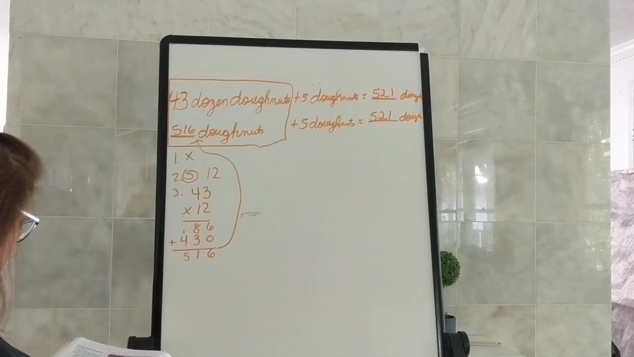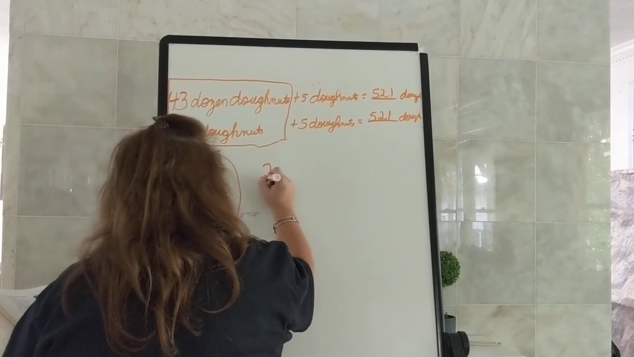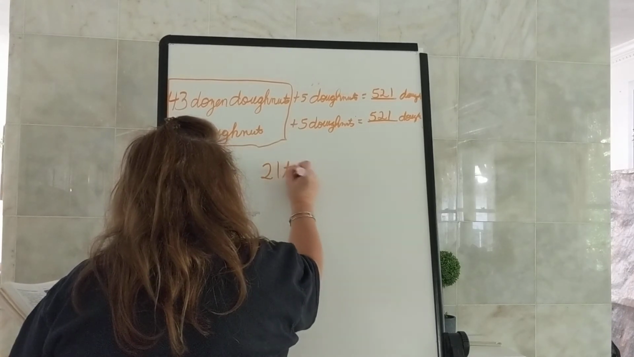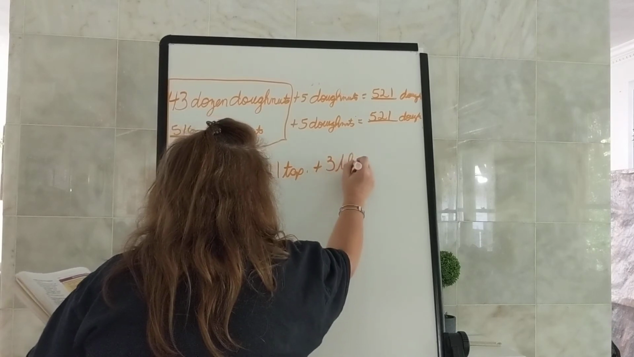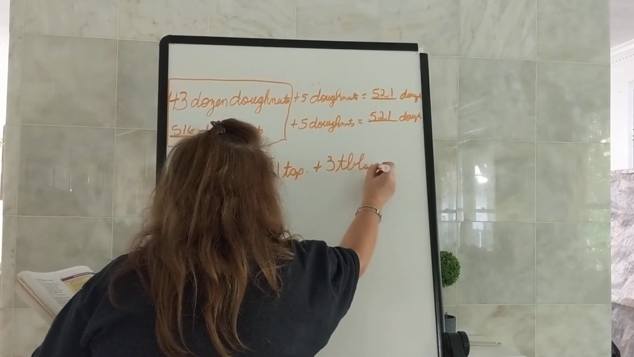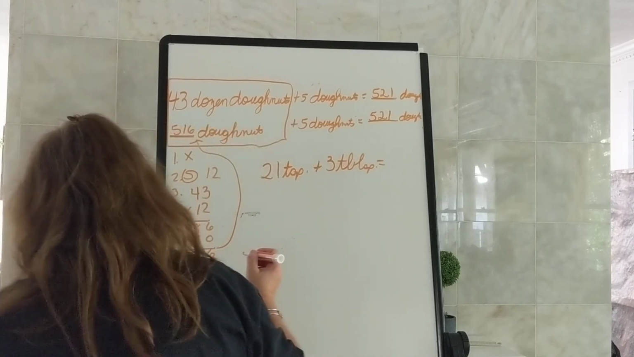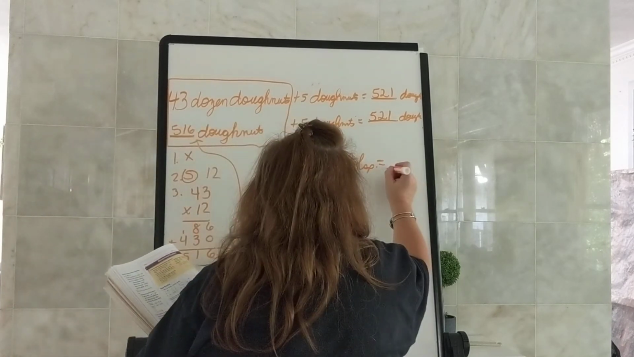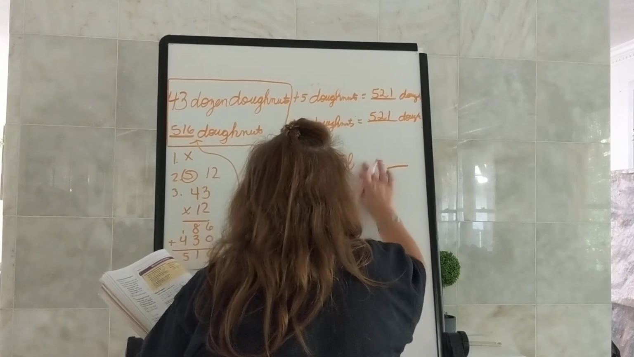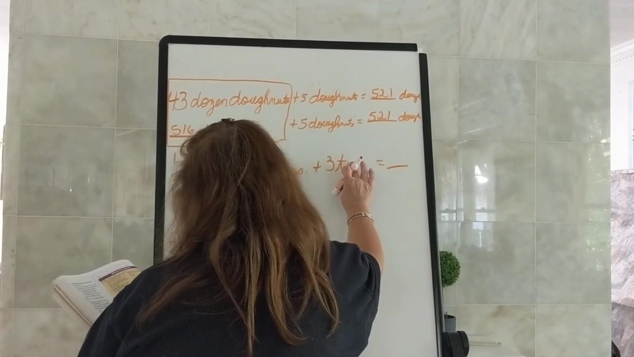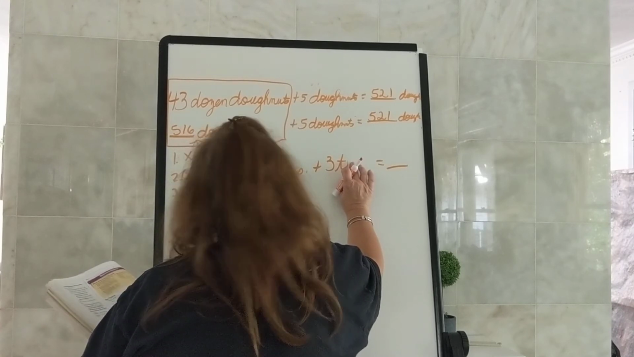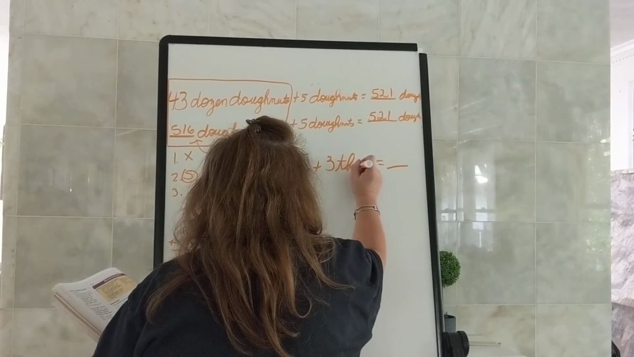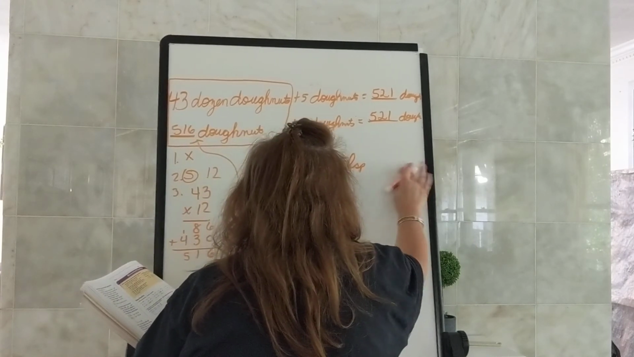Look at letter E. We have 21 teaspoons plus 3 tablespoons equals blank. I didn't abbreviate that correctly. I am so sorry. Tablespoons. There's no L in the abbreviation. TBSP. In my brain there should be an L in there.